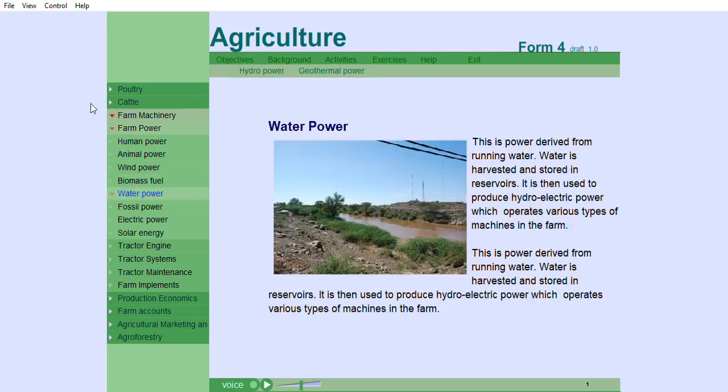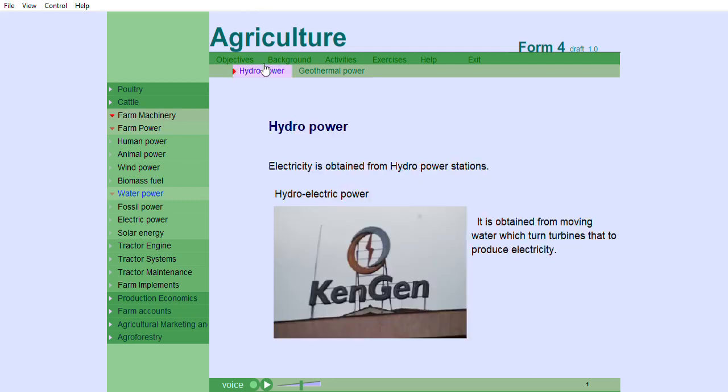Water power. This is power derived from running water. Water is harvested and stored in the reservoirs. It is then used to produce hydroelectric power, which operates various types of machines in the farm. Hydroelectric power is obtained from moving water, which turns turbines that produce electricity.